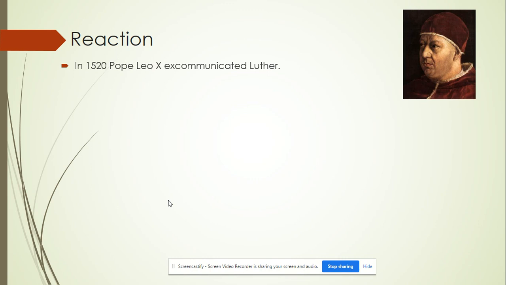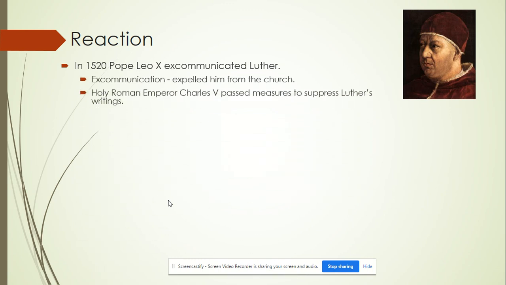And so as his teachings take hold, as he becomes more famous or infamous, if you are in the Catholic Church, it becomes clear to Pope Leo X that something has to be done. And so Luther is excommunicated, just like the reformers before him, like Jan Hus. I already explained that, expelled from the Catholic Church. And the Holy Roman Emperor, who is Charles V at the time, passes measures to suppress Luther's writings.